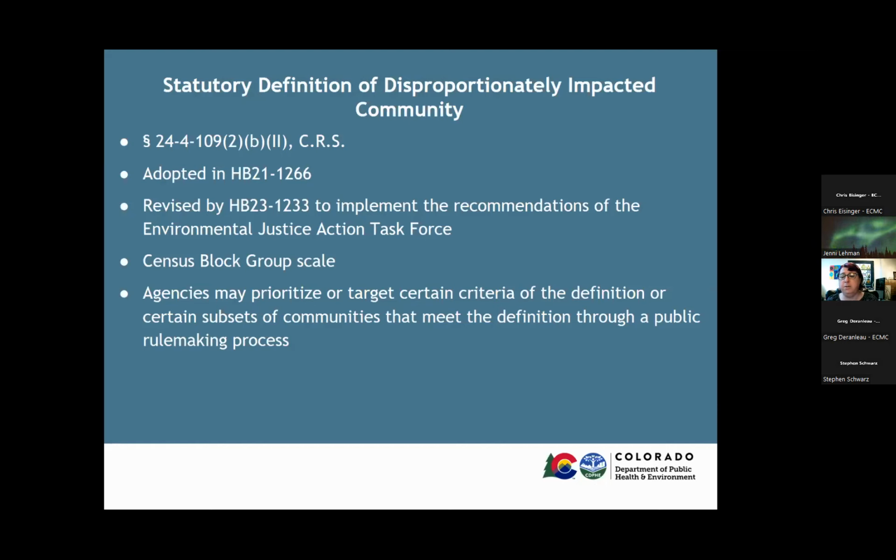Agencies can prioritize or target certain criteria that meet the definition through a public rulemaking process. A good example of this is the Air Pollution Reg 3 permits, which do not actually include the federal definition of a DI community, which I'll talk about here in a second, known as Justice 40 or the CEJST layer. It's one of the reasons why you see some really broad areas highlighted in that GIS layer within the ECMC layers.